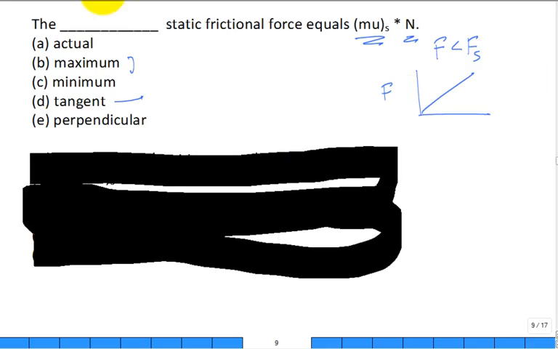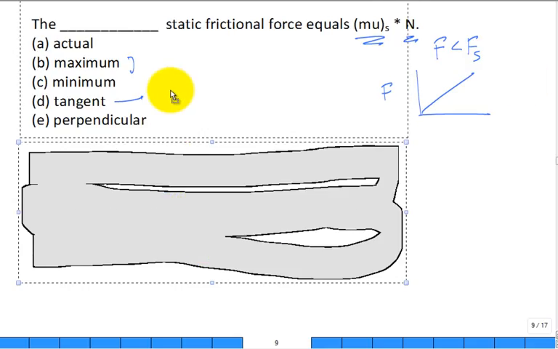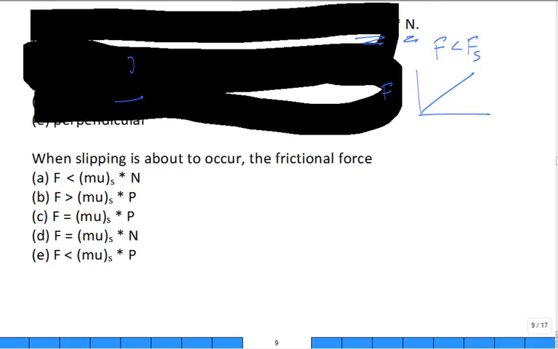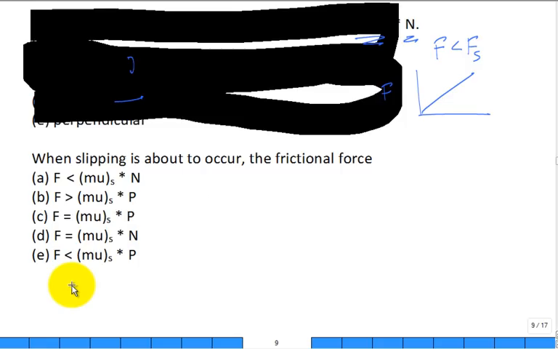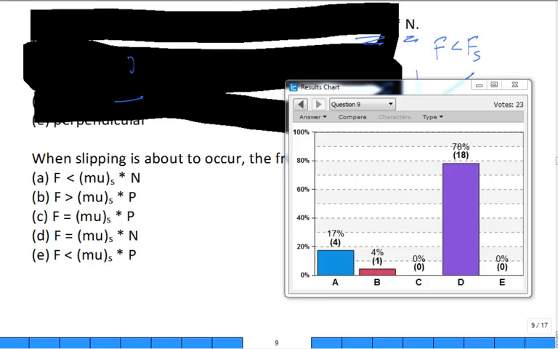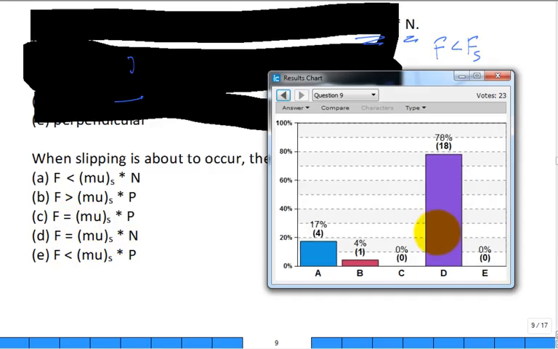The maximum static frictional force equals mu sub s times N. All right, let's do this one then. When slipping is about to occur, the frictional force is... Which one? Is answer A correct? Hold on, it's less. It has to be equal, isn't it? Isn't it just going to be equal to mu sub s times N?